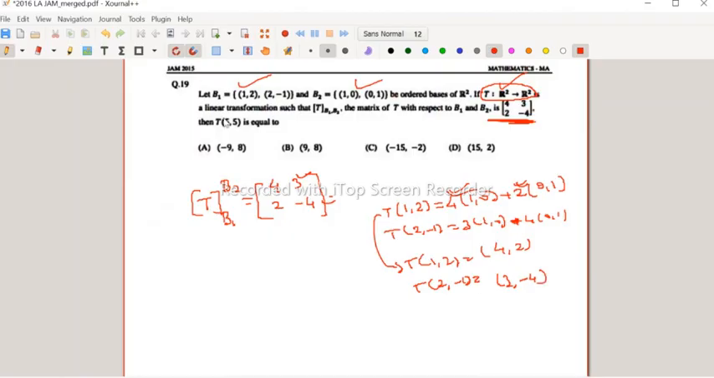Okay. Now what they are asking, what is the value of T of (5, 5)? First we have to write (5, 5) as a linear combination of elements of the basis from the domain. So that is alpha times (1, 2) plus beta times (2, -1). We don't know what alpha and beta are, we have to find them.